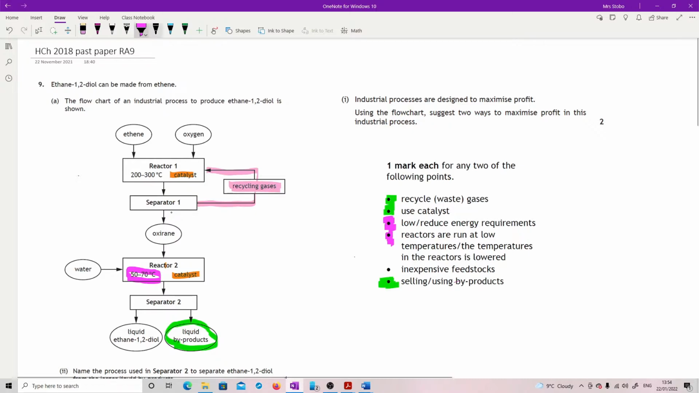And then they've also got this one about the feedstocks in here. The feedstocks in here are ethene and oxygen. And, well, certainly oxygen is inexpensive because you can just extract it from the air. So that's why that's there. Oh, and also water down here. So, yeah, not looking for new things, looking for what's there.